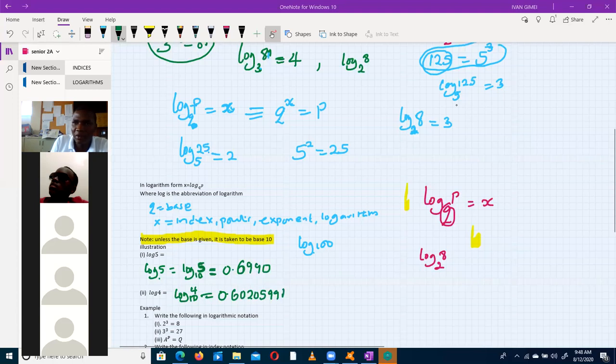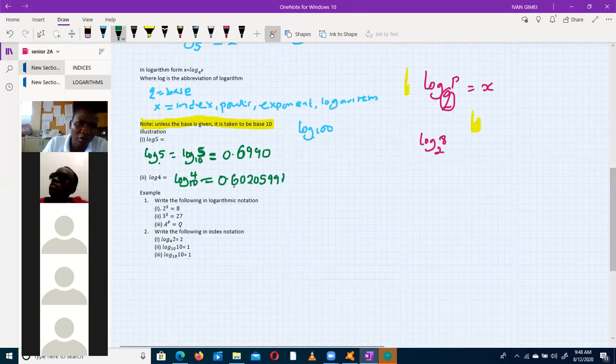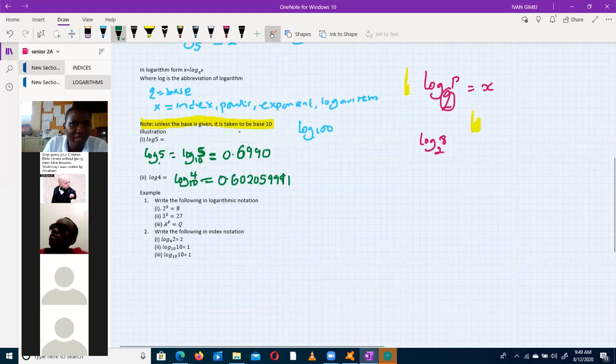You see, that's how we use the calculator to find logarithms. Somebody has given me the answer here, 0.69. On the log of 4, there are three 9s, yes. 0.60205991. Okay, so that's how we use our calculator to find logarithms. Now I say, if the base is not indicated, then you're always dealing with a decimal base or a base 10.